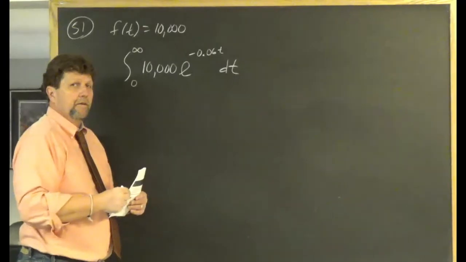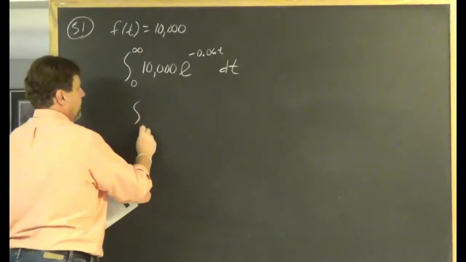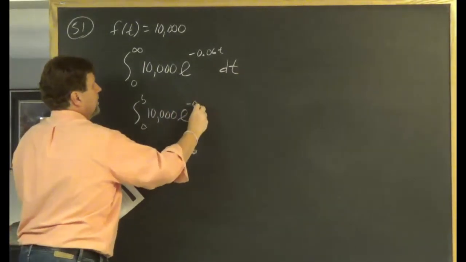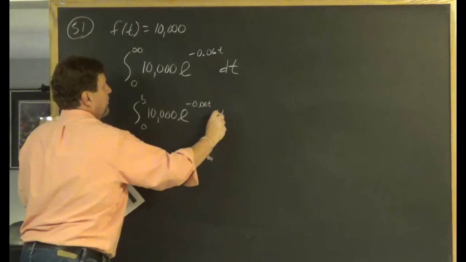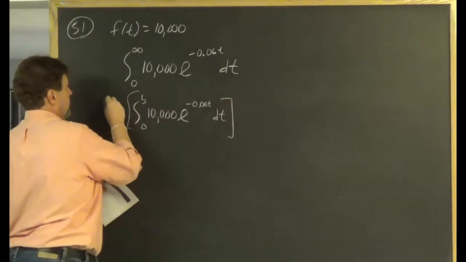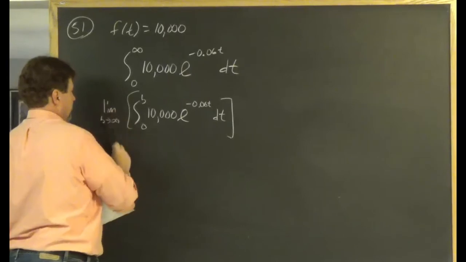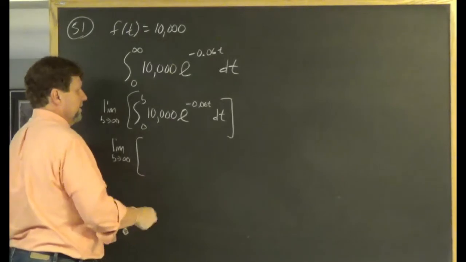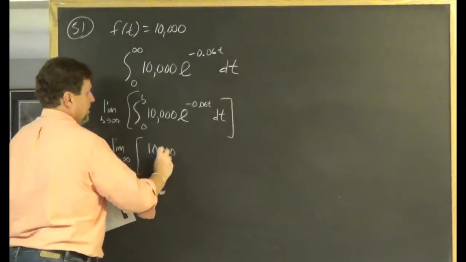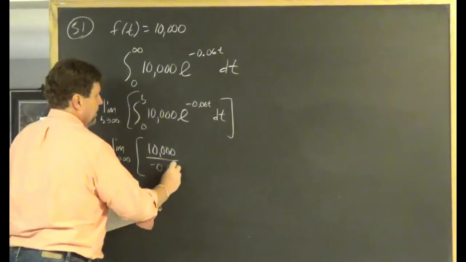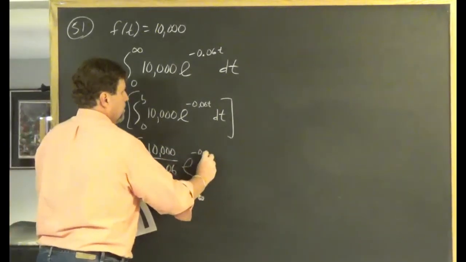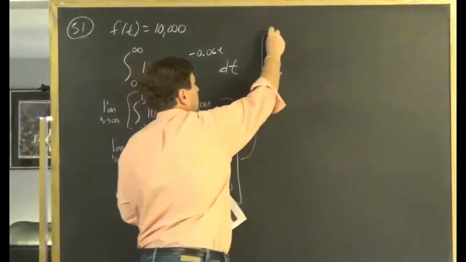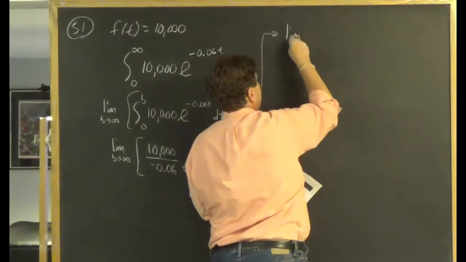It's an improper integral. We should know by now you rewrite the improper integral as integrating from 0 to b, and out front, put that in square brackets. It's the limit as b goes to infinity. It's a very easy antiderivative, just 10,000 over negative 0.06 e to the negative 0.06t, and evaluate that from 0 to b. Use the fundamental theorem of calculus.